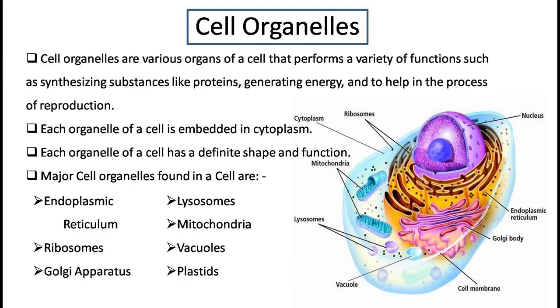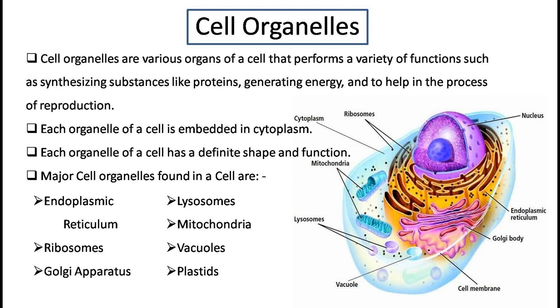As discussed earlier, cell organelles are like organs that are suspended in the cytoplasm. There are various organelles of a cell that perform a variety of functions, such as synthesizing substances like protein, generating energy, and helping in the process of reproduction. Each organelle of a cell is embedded in cytoplasm, and they have a definite shape and function.